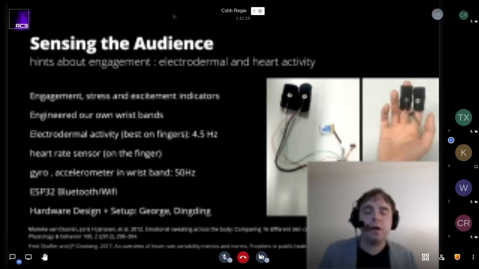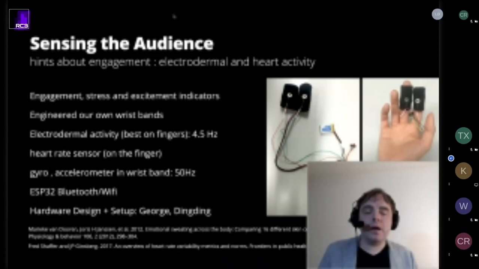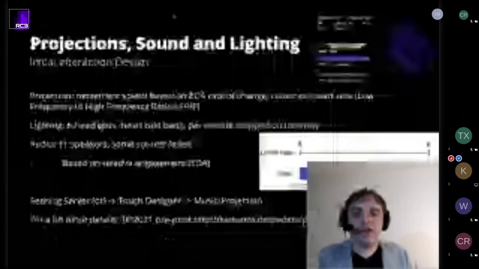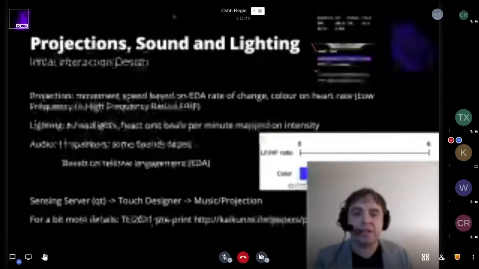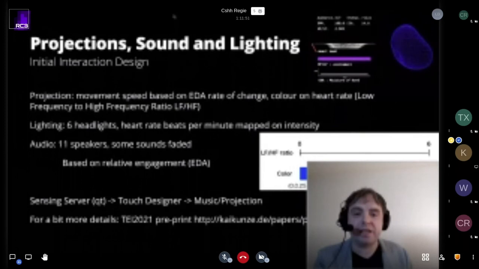If you want a bit more detail, I uploaded the work-in-progress preprint, a draft of an accepted TEI paper. So in case you're interested in the mappings and the design decisions for the projections, there's a little bit more information there. I'm also happy to answer some of those questions later on. However, I will probably just forward them to the designers that worked on them.